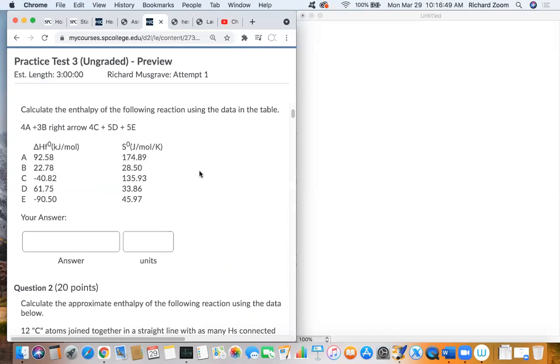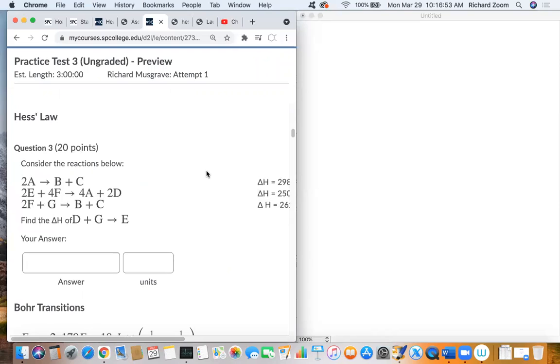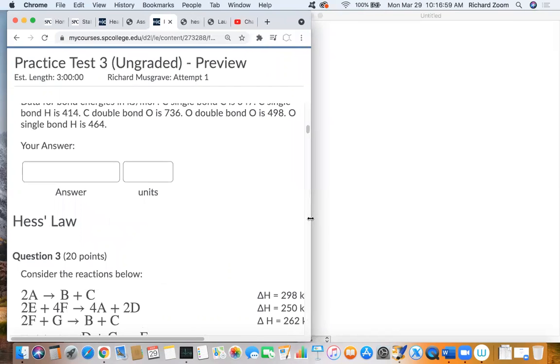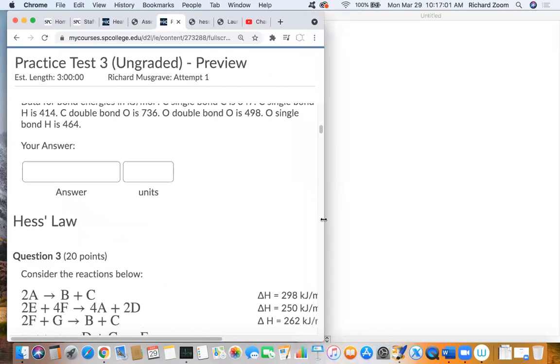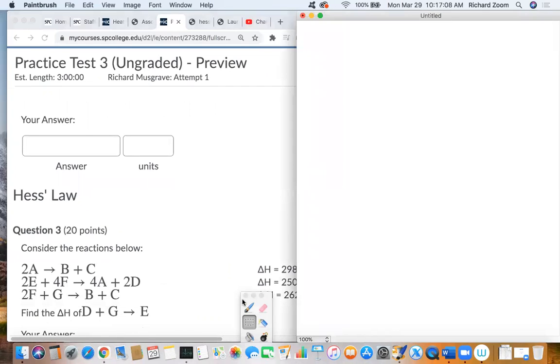I'll go over questions 1 and 2 after I've been over this on question 3 here. So this is the Hess's Law question, right? The one we're looking at. So I'll go over one of these.